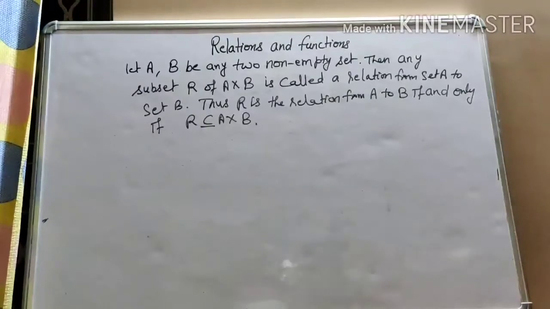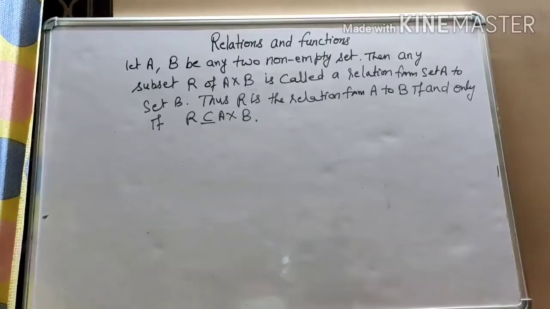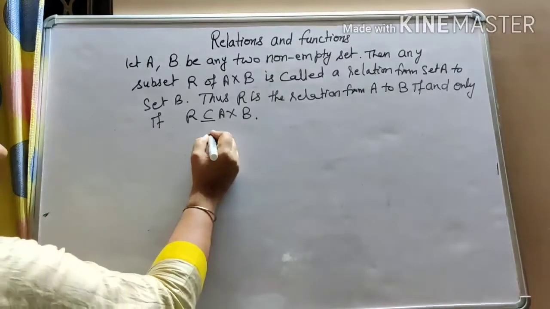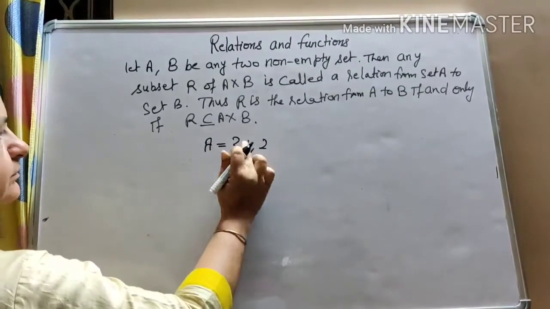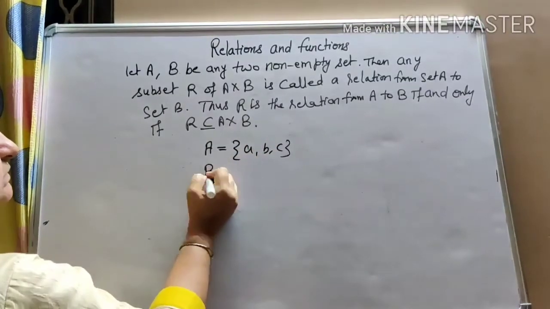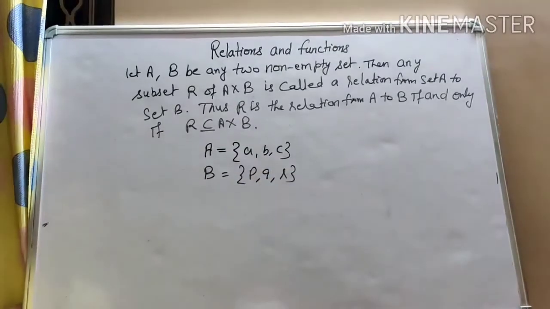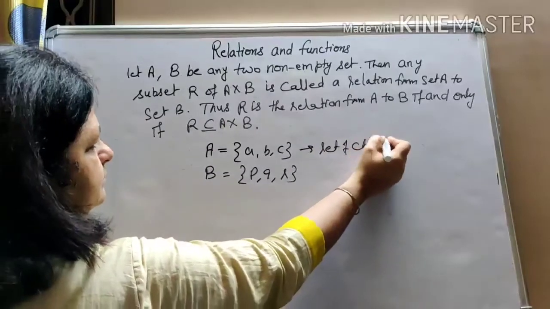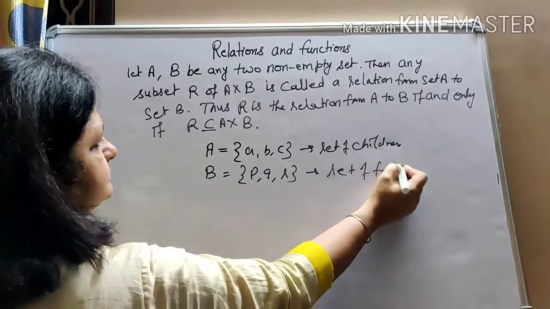Now what is relation? To understand the definition of relation, let's take one example. Let set A is A, B, C. Set B is P, Q, R. Set A is the set of children and B is the set of fathers.